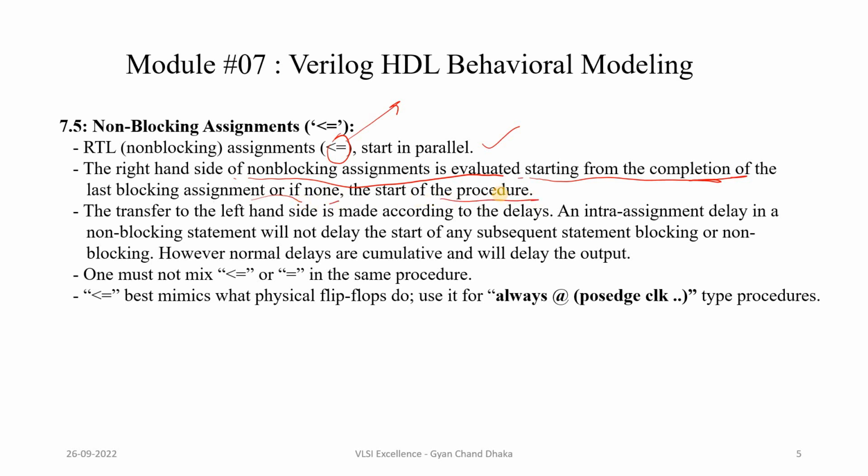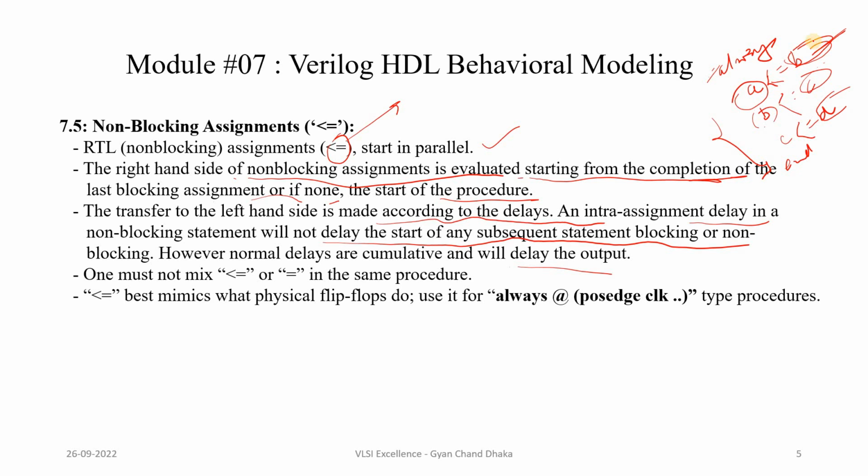So what is the meaning of this line is, suppose we have one always block and there are A non-blocking B, B non-blocking C, and C non-blocking D. So the execution of the right hand side of expressions for each non-blocking statement here happens concurrently. So assignment of the result of right hand side expressions will happen when this procedure or this always block gets terminated, to the left side variables.